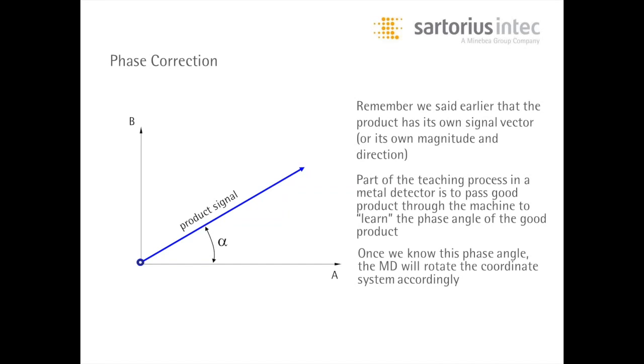Once we know the phase angle, the metal detector will rotate the coordination system accordingly. My experience is that the metal detectors typically do a better job at this than I can do manually. There are usually manual adjustments where you can override and try to fine tune the phase angle, but I believe that the algorithms in the metal detectors do a much better job and do it efficiently.